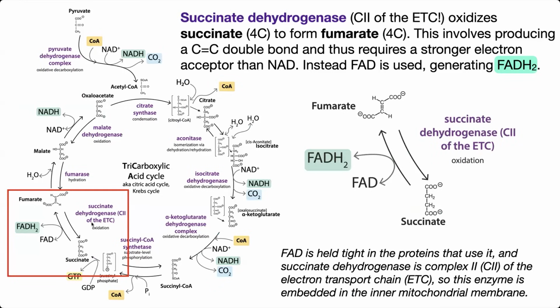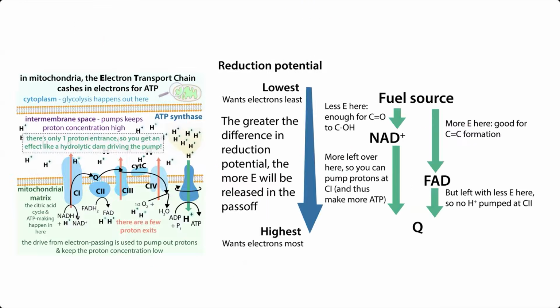And so this succinate dehydrogenase, remember that's complex 2 of the electron transport chain. So this is embedded in that inner mitochondrial membrane right here. And the other TCA reactions are happening in this mitochondrial matrix.